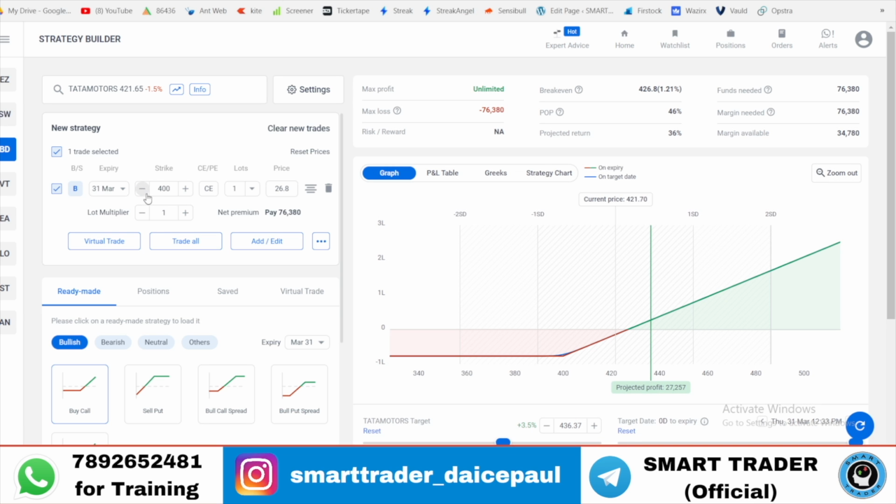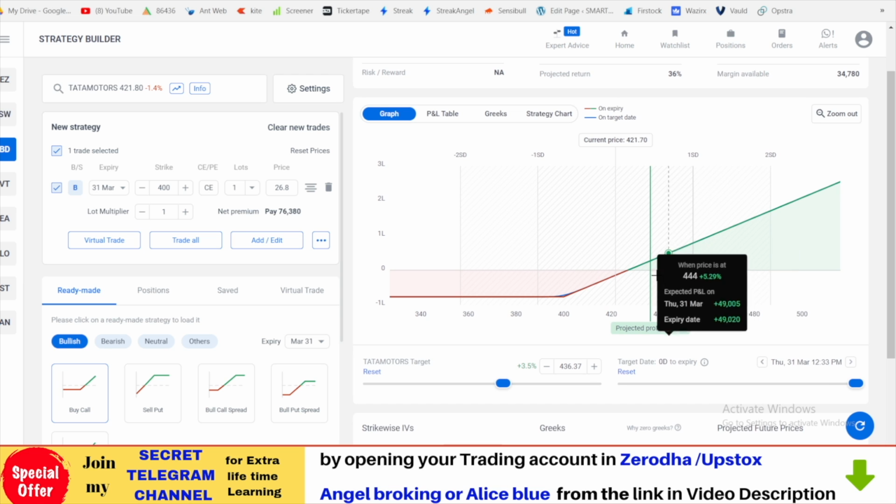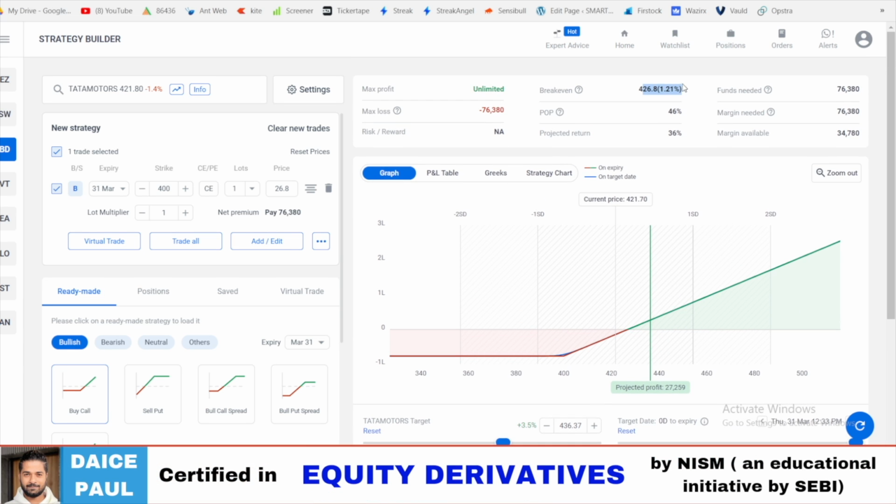Okay, so you see this 400 you are buying, but again here you are giving a premium of 26 rupees, but your break even has come down to 426, 421. Anything closing above 426, you're going to make money. See the chart here, on expiry you are going to make some money from right here, 426, 427 levels. But the catch is, you are giving 26 rupees, you are at a risk of 76,000 rupees.